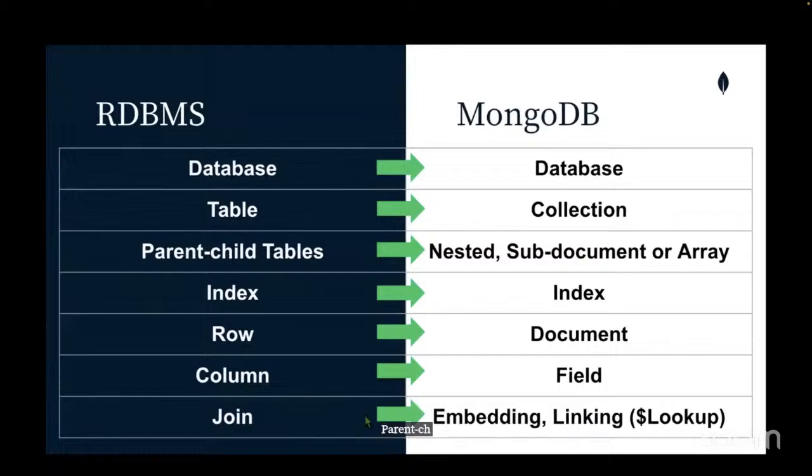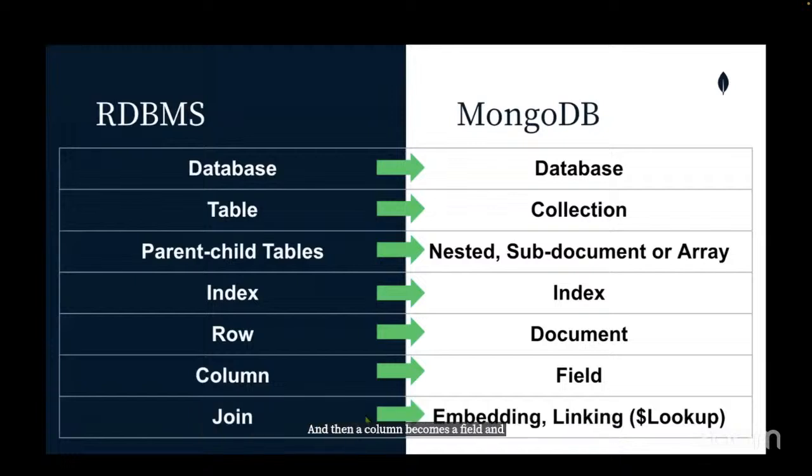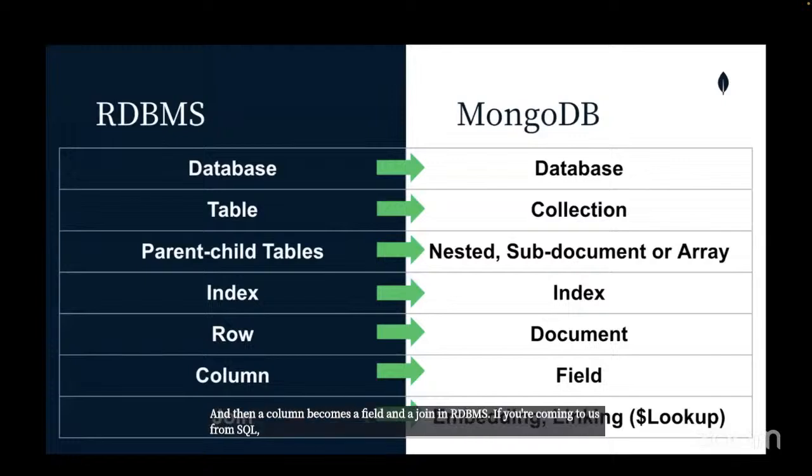Parent-child tables in RDBMS become nested subdocuments or arrays. Indexes are common between RDBMS and MongoDB. And where you see a row in a table in RDBMS, we're going to refer to that as a document of fields. And then a column becomes a field. And a join in RDBMS, if you're coming to us from SQL, MySQL, one of those tabular databases, you are probably familiar with the concept of joining data because you have to be in a normalized world.